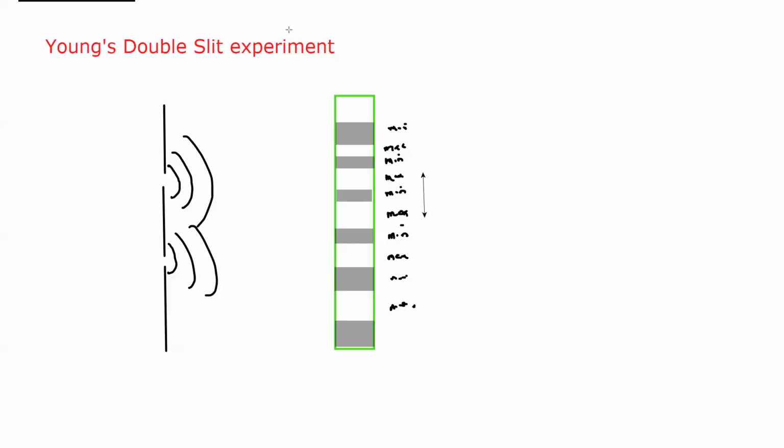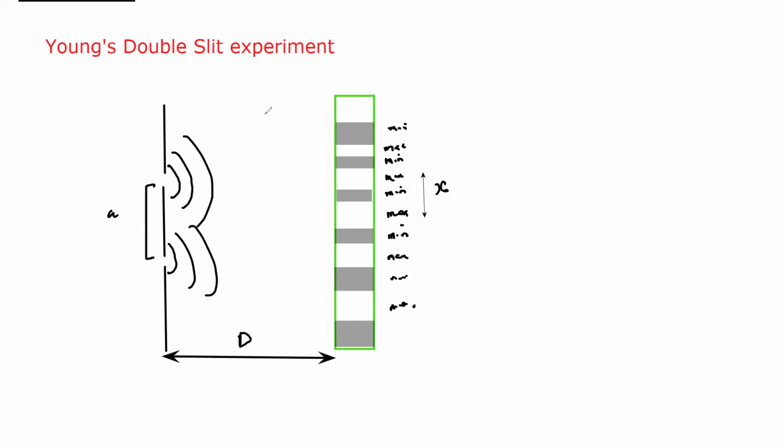he called this distance x. From the central maxima to the next adjacent maximum, the distance between the two fringes, he called x. The distance between the two slits, that is a. The distance between the slits and the screen, that can be L, it can be D. Some books use L, some books use D.